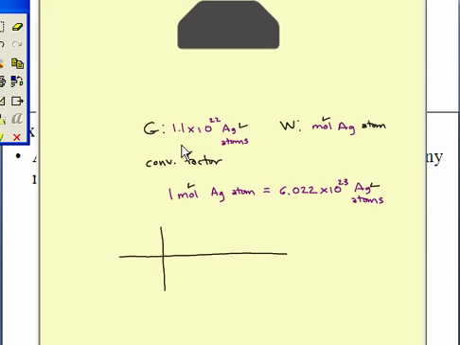We start out with what we're given, which is the 1.1 times 10 to the 22 silver atoms. And since I have silver atoms here, I have to have silver atoms on the bottom. So 6.022 times 10 to the 23 silver atoms. And then the other half, 1 mole of silver, goes on top. Now my silver atoms cancel out, and I'm left with moles of silver atom, which is what I want.